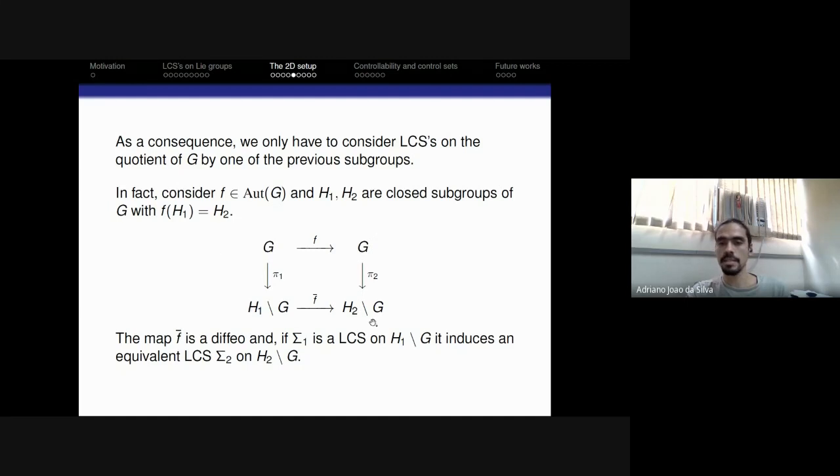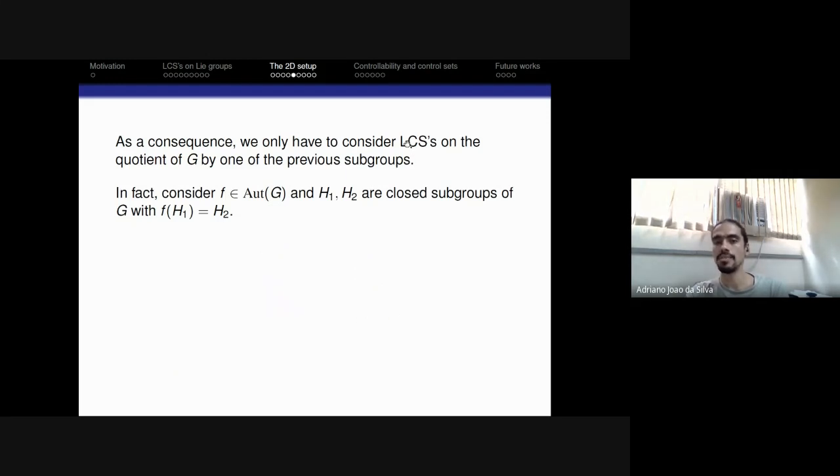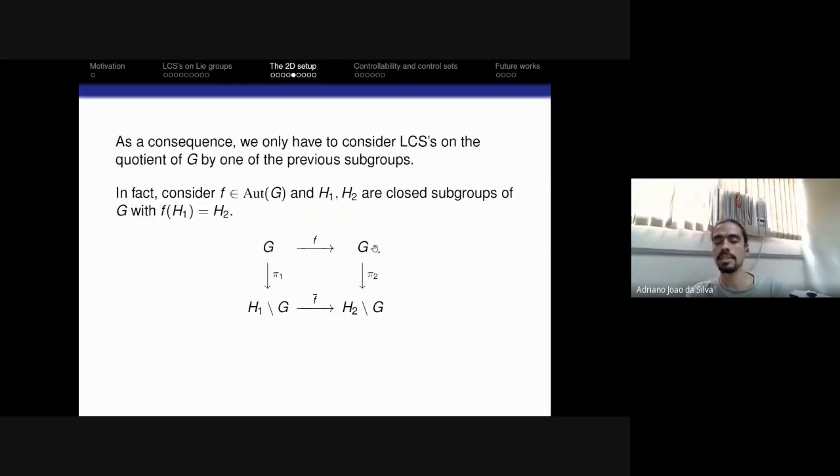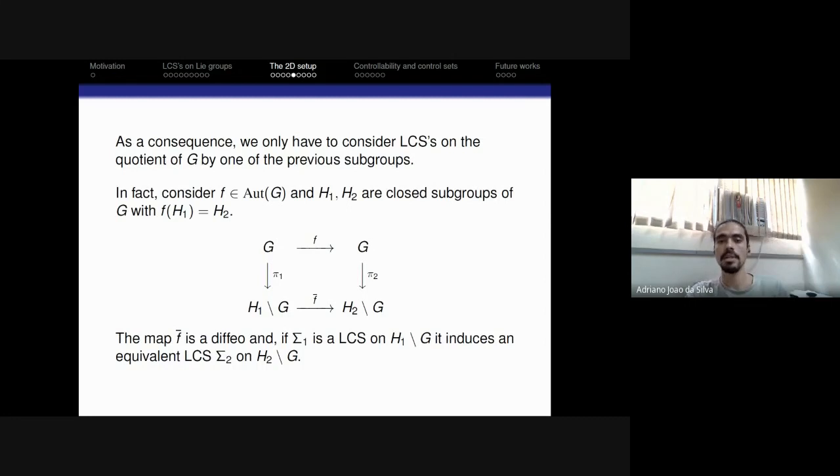So this simple diagram and the simple calculation show that what you need to do is only to look at linear control systems that are induced on quotient spaces of G by these four subgroups here, okay? So that was the first thing that we noticed. And that's also true in general.